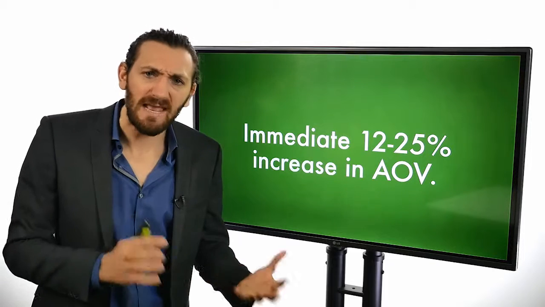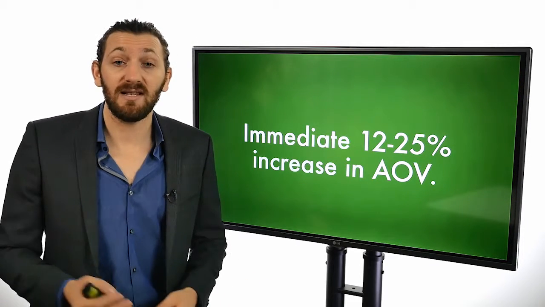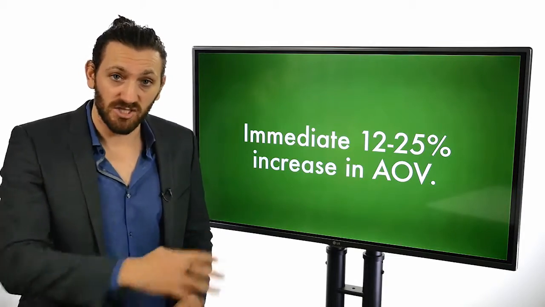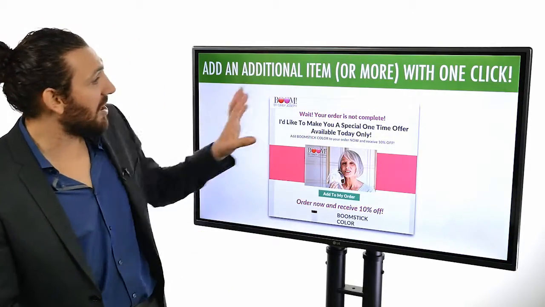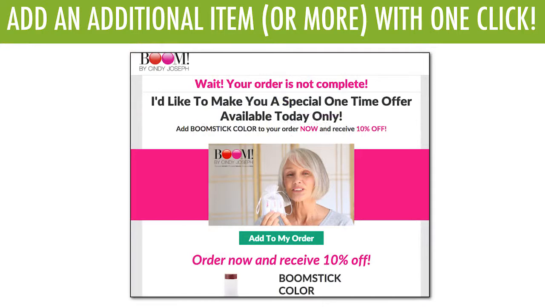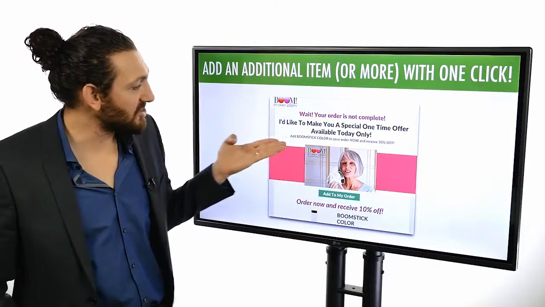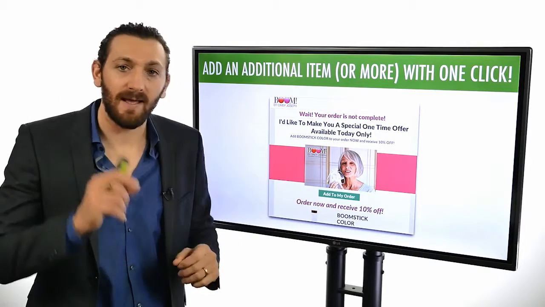So for those of you who may not know yet what a one-click upsell is, it's after someone has made a purchase. So they've made a purchase. They've actually gone through the purchase process. And after they've done that, what we're doing is we're saying add an additional item or more than one additional item. You can have multiple offers. If they say no to this, you can show another one with one click. So we're giving them the option to have a special one-time offer, and with one click, they can add the item to their order.